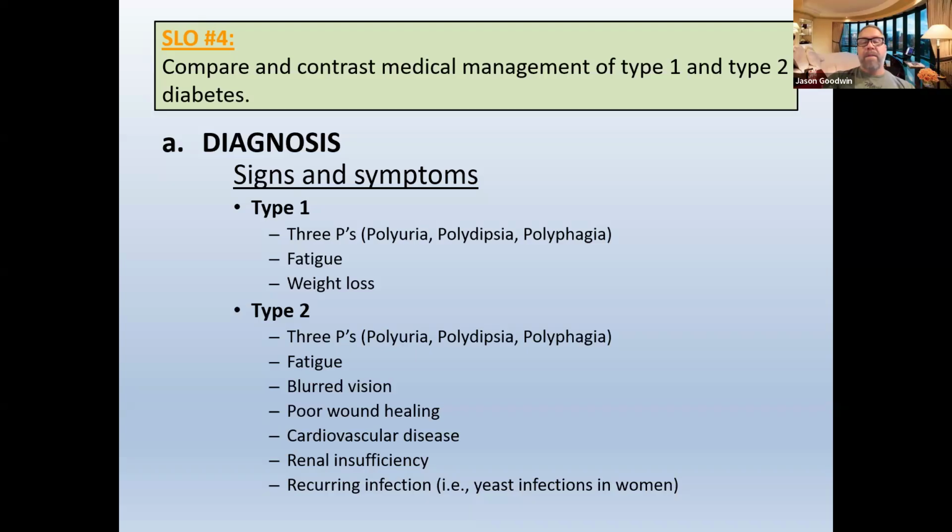Okay, the loss of this intracellular water combined with the volume loss of the kidneys creates excessive thirst in the patient. All right, so next we'll talk about polydipsia, the second P, excessive thirst. And then finally, polyphagia, increased appetite.